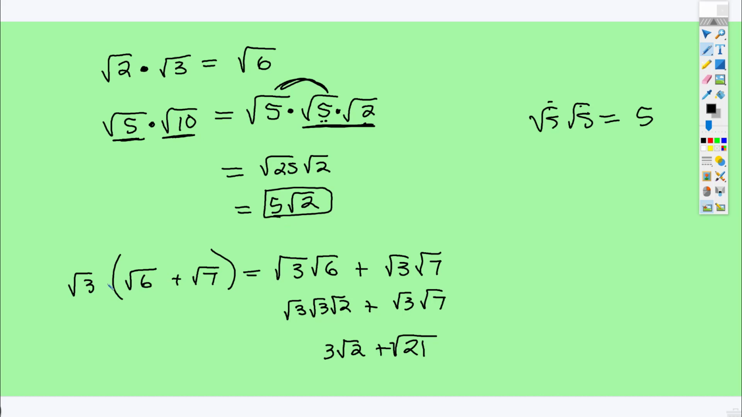And if you have a distributive, you still distribute root 3 to both numbers, root 3 times root 6. Well, root 6 can be broken down to root 3 times root 2. And now you have root 3 times root 3. A 3 comes out. And now you have 3 plus root 2. Root 3 times root 7, those are both prime numbers. So that is not going to simplify.